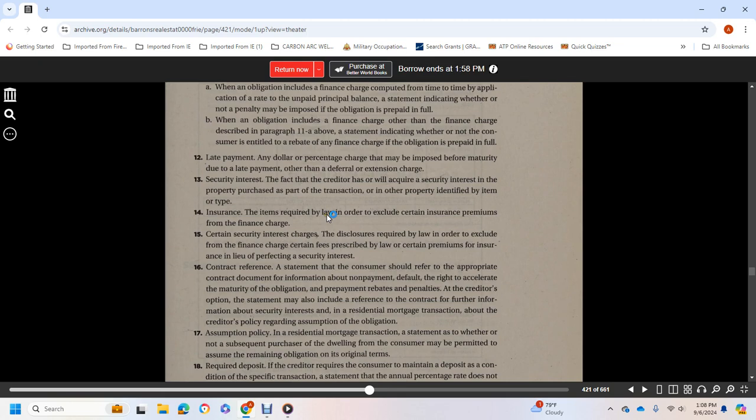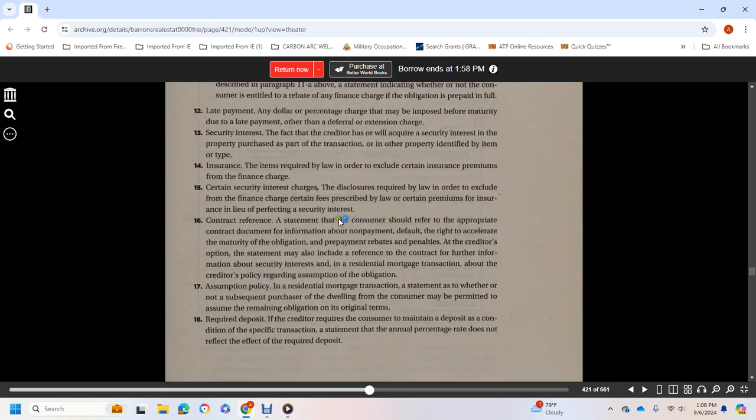Insurance: the law requires that certain insurance premiums and financial charges be excluded, along with certain security interest charges, from the finance charge disclosure. Certain fees prescribed by law, and certain insurance premiums in lieu of perfecting a security interest, are also excluded.